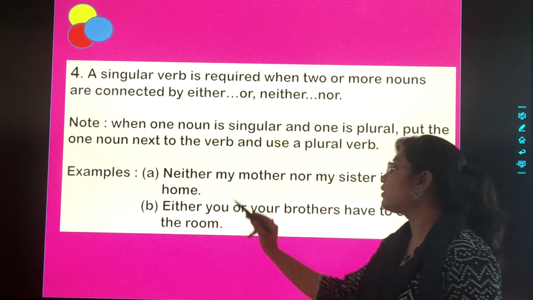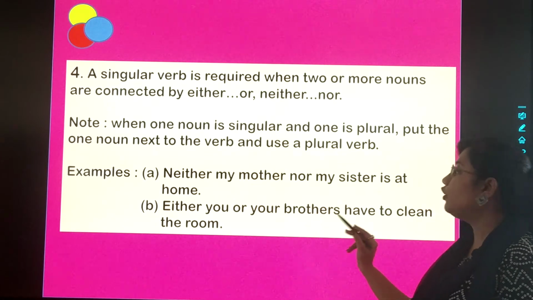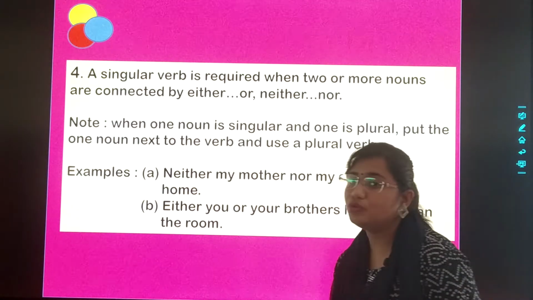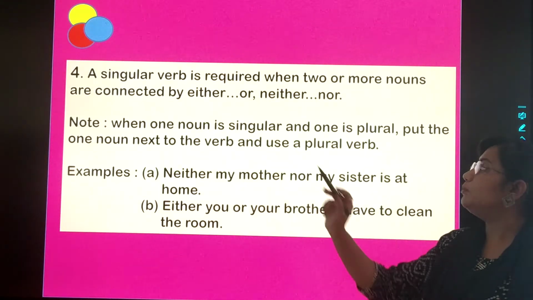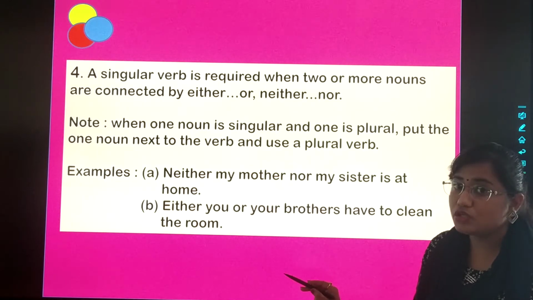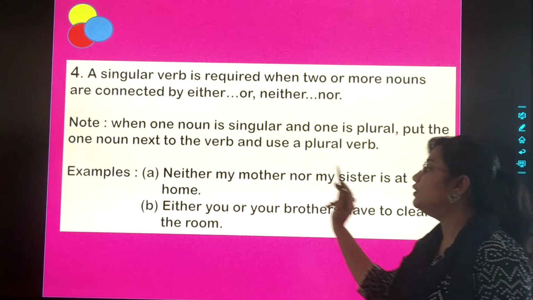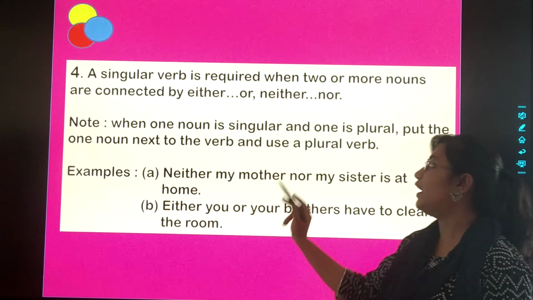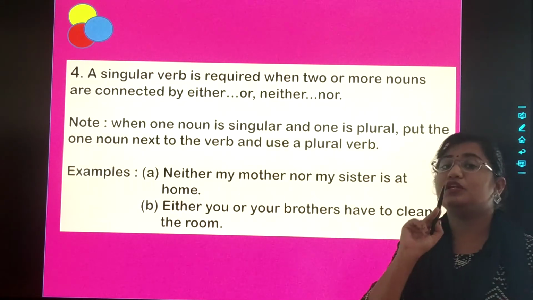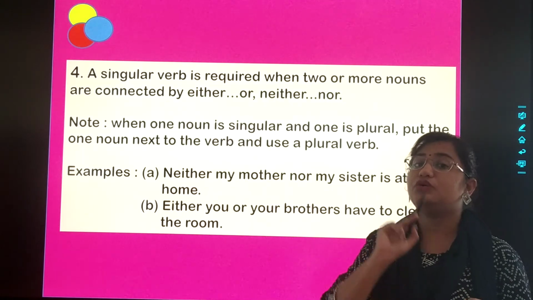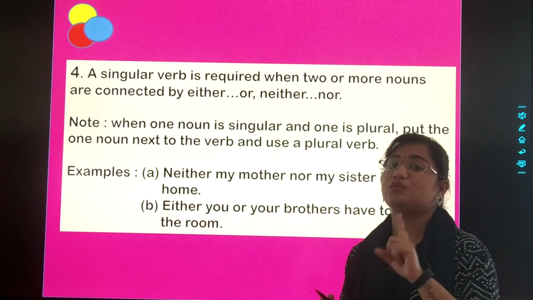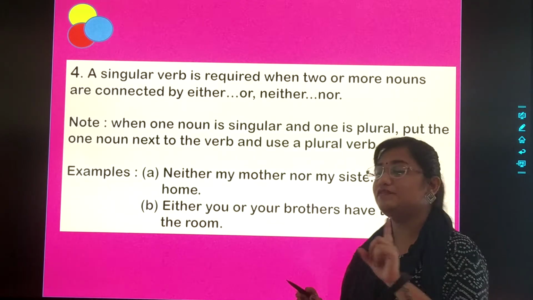Next example. Either you or your brother have to clean the room. See over here, the pronoun you and the noun your brother are connected with the help of either and or. You need to go through the video again and again. You need to understand these things because it will help you in the formation of sentences.